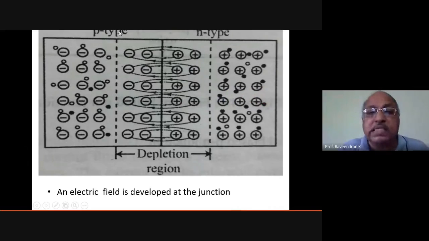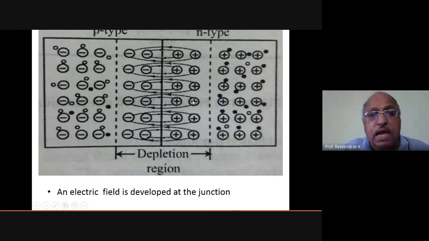There is no excess charge available here. There is only a combination of these electron-hole pairs that converts into charged ions, which are immobile in nature. So in effect, there will be a space charge region which will act as a region with an electric field in between. And this region has no free electrons or free holes.